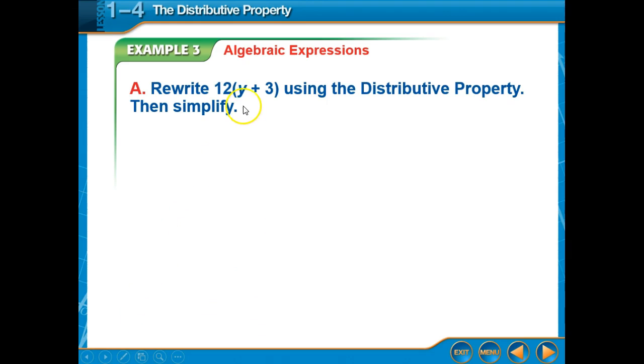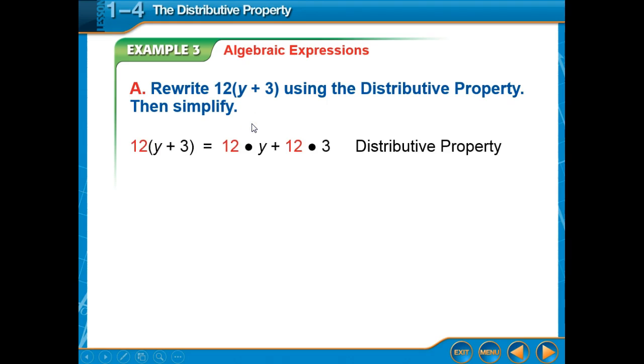Now we're going to get into using variables. 12 times (y plus 3) using the distributive property and then simplify. 12 times (y plus 3) equals 12 times y, because we're distributing that 12 across the parentheses, plus 12 times 3. 12 times y is rewritten algebraically as 12y, and 12 times 3 is 36. Your answer is 12y plus 36. And that's your final answer.